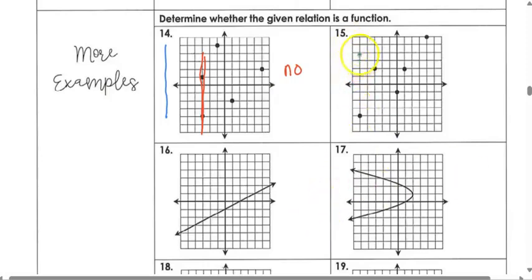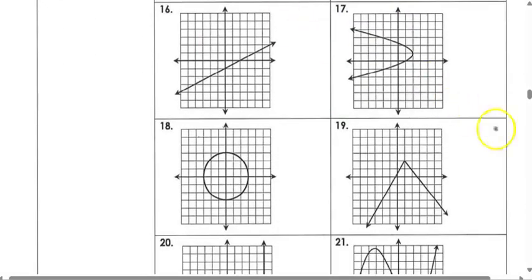Okay, here if I take my vertical line, all right, it's going to be straight up and down. It's never going to touch more than one point at the same time. So the answer is yes, this is a function. Okay. If we look at 16, there's nowhere that I could draw a vertical line that's going to touch this graph more than once, so the answer is yes. All right, 17, anywhere that I draw a vertical line, it is going to touch at two different points, so 17 is not a function.